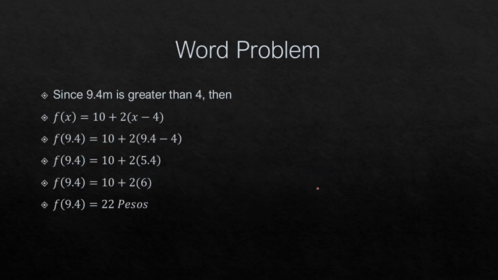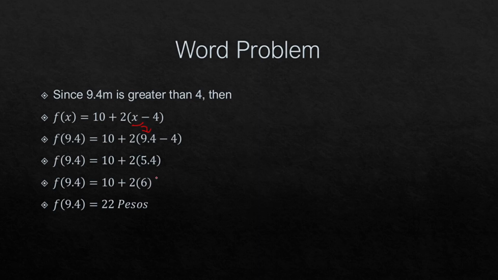Okay. So, hinahanap na anong price if we travel 9.4 kilometers. Since 9.4 kilometers is greater than 4 kilometers, then, ang gagamitin natin na function is f of x equals to 10 plus 2 times the quantity of x minus 4. So, ang x nagiging 9.4. So, 10 plus 2 times the quantity of 9.4 minus 4.